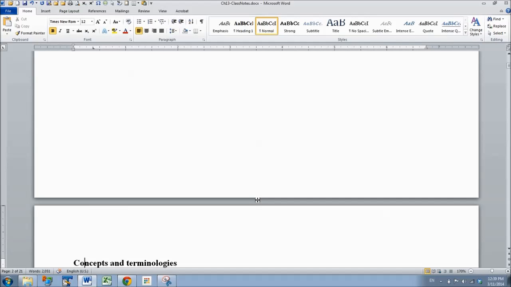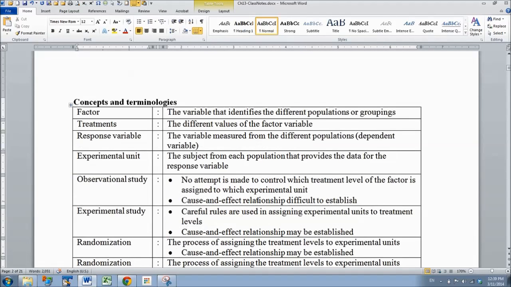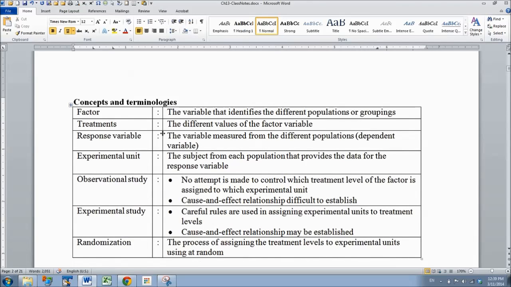Okay, now let's look at some concepts and terminologies. In this environment, we have what are called factor, treatments, response variable, experimental unit, and so on. So let's take the first item, factor. Factor is the variable that differentiates different populations. For example, in the previous example, we have different reading programs. Each reading program defines one population. So reading programs is your factor. And if you look at starting salaries of majors, then major is the factor that differentiates different populations.